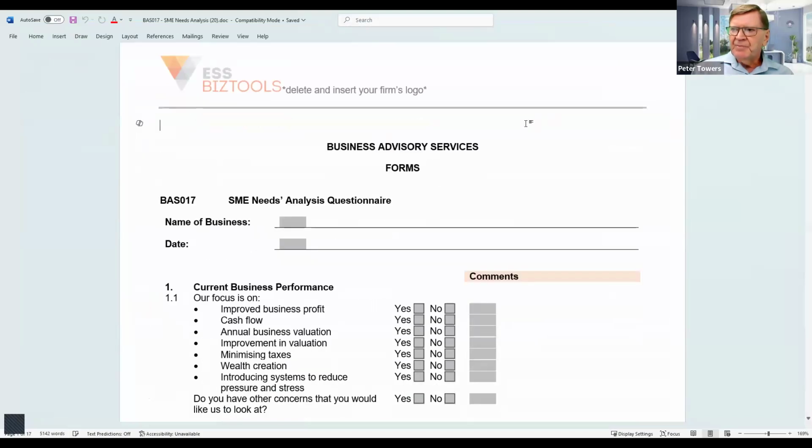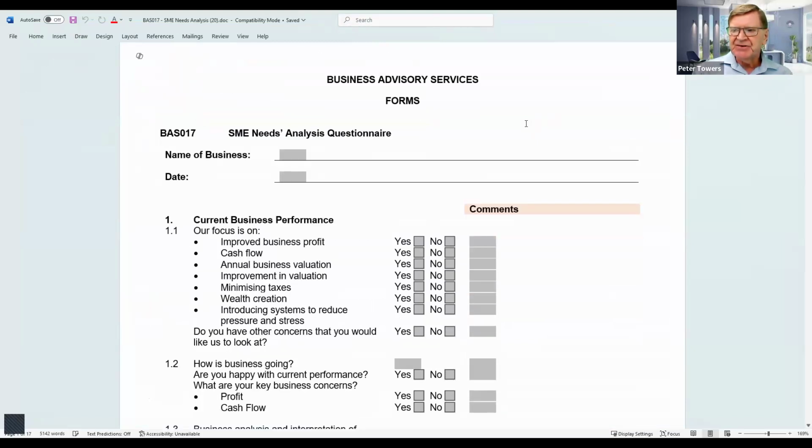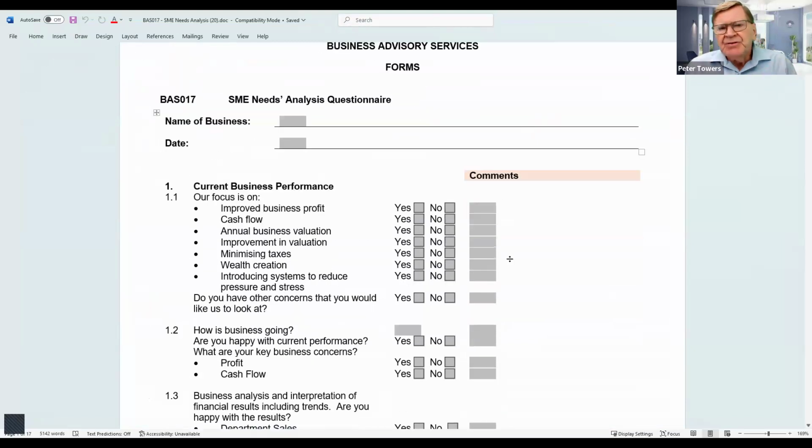So the form BAS 017 is now on the screen. This is the SME Needs Analysis. So what you would do is you could send this to your client. In fact, I've very successfully sent probably over 100 of these out over the years to clients, and indicated to the client that I'd like to have a discussion about the issues that worry them, that do wake them up at 3 a.m. in a week's time.